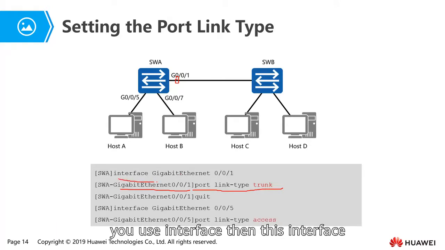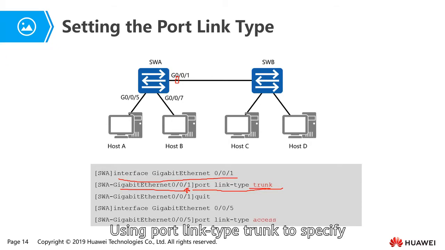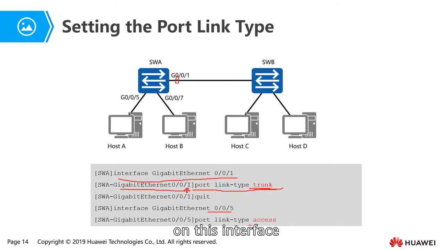You use the interface command to enter the interface system view, and then use port link-type trunk to specify this interface as a trunk port. If this interface is an access port, then the link type is access. You have specified the interface type but not the VLAN.